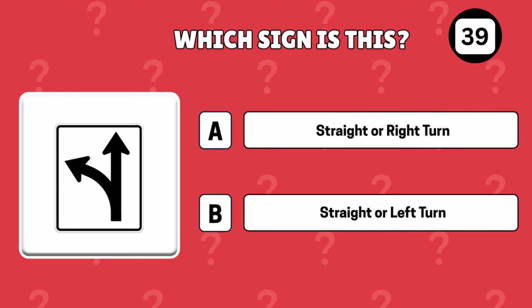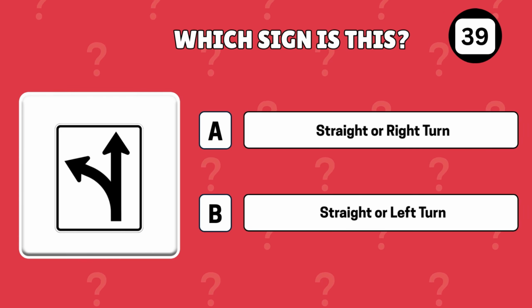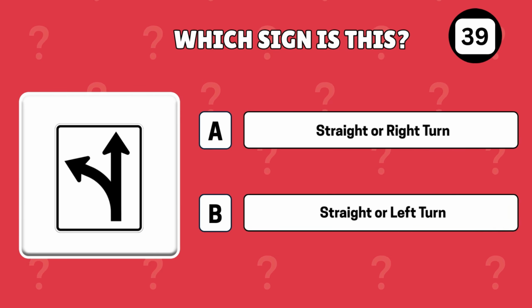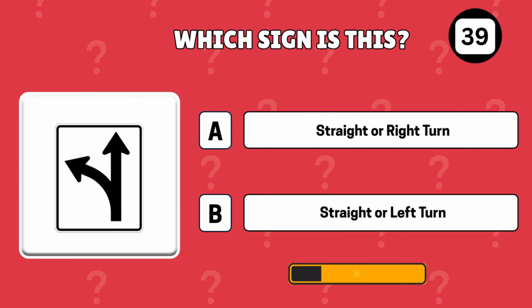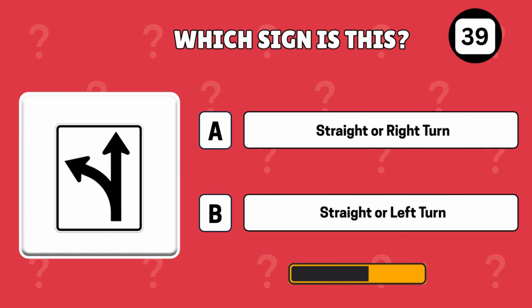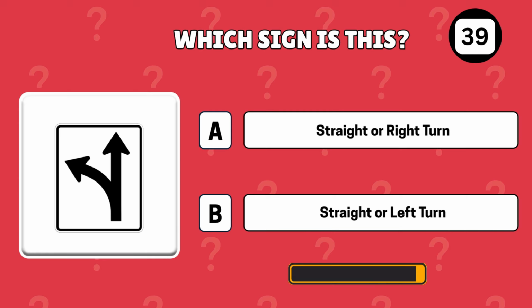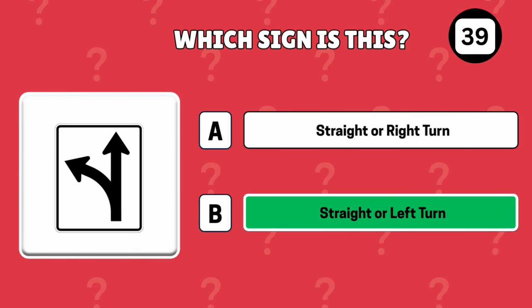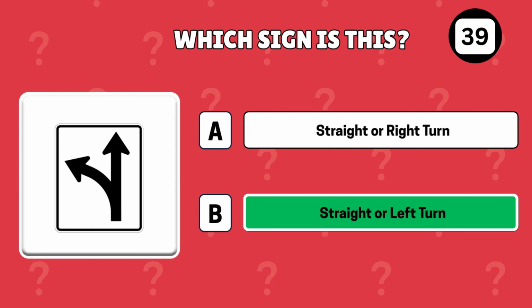Which sign is this? A. Straight or right turn. B. Straight or left turn. Impressive! This is the straight or left turn sign.